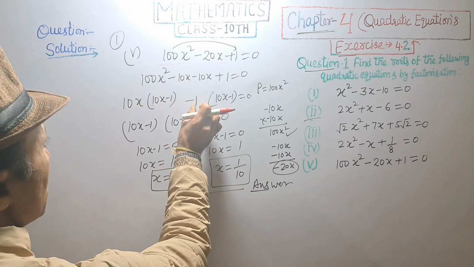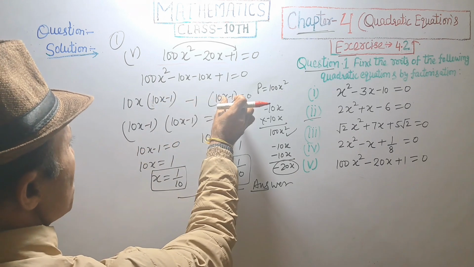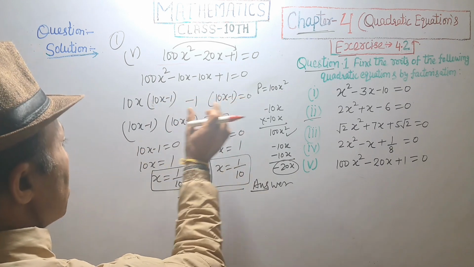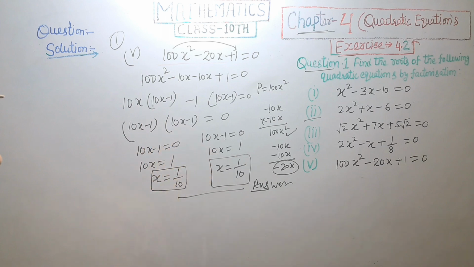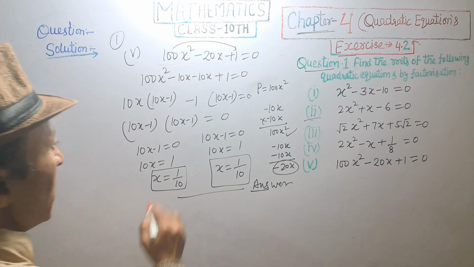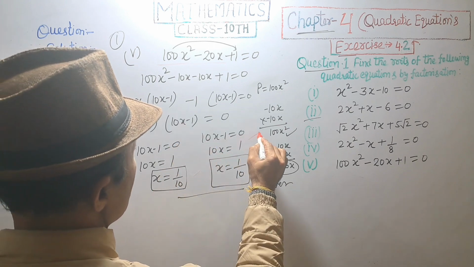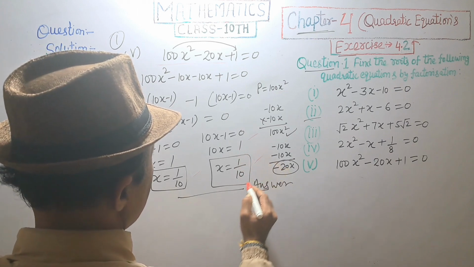10x minus 1, taking one times, and also 10x minus 1, taking one times, equal to 0. 10x minus 1 is 0 means 10x equal to positive 1 and x equal to positive 1 upon 10. And 10x minus 1 is equal to 0, 10x is equal to 1 and x is equal to 1 by 10.